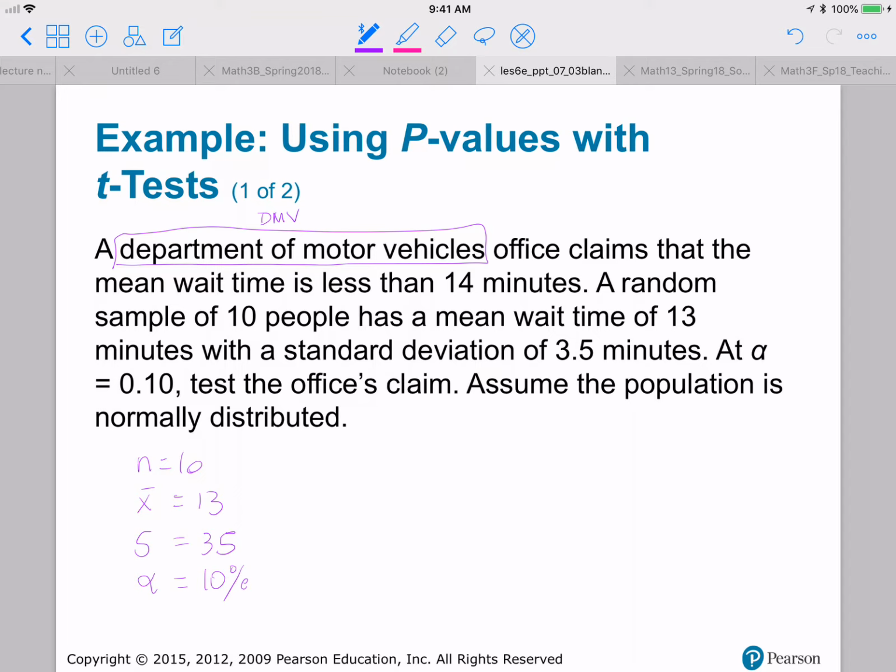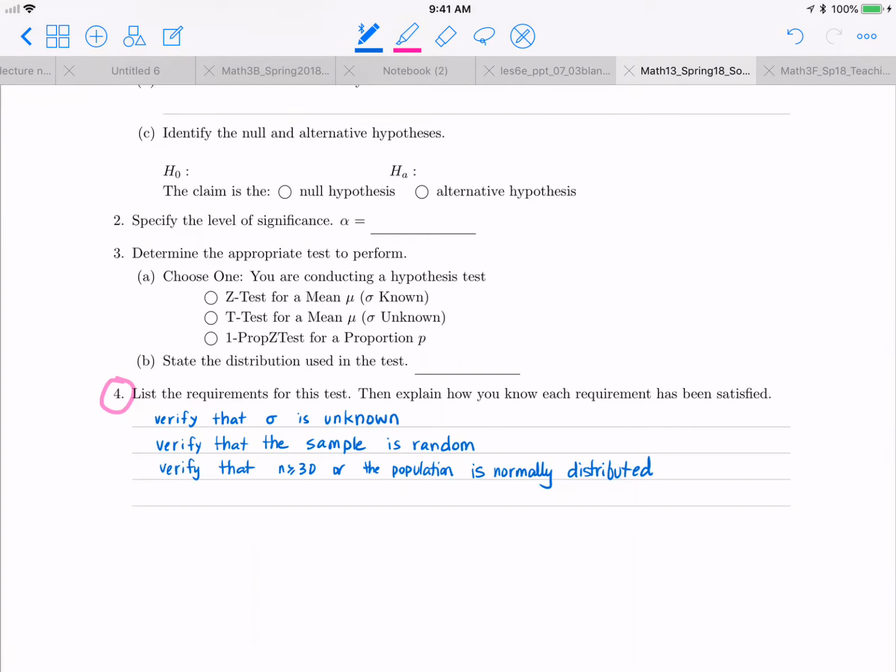So we're not given any information about sigma. We're only given information about S. So let's write this here. So sigma is unknown. No info for sigma is given in the problem.